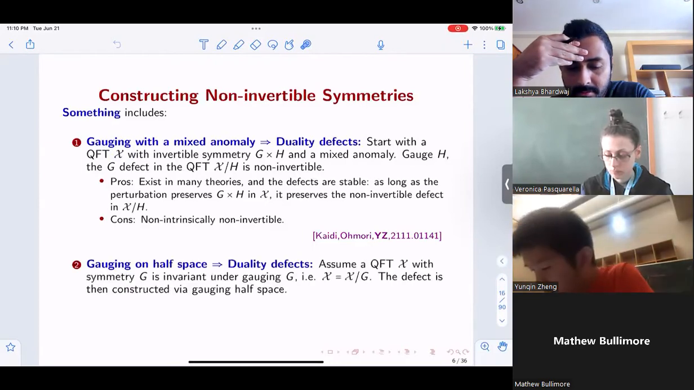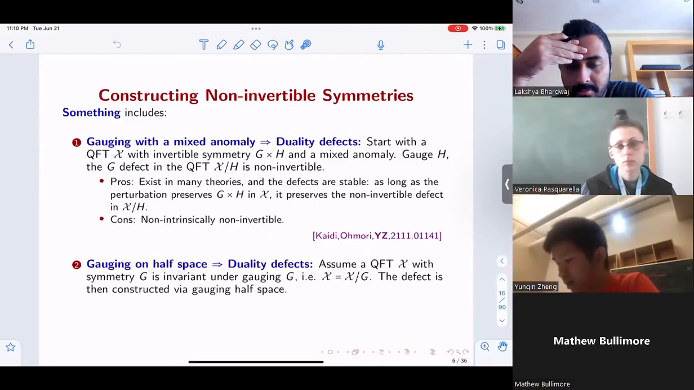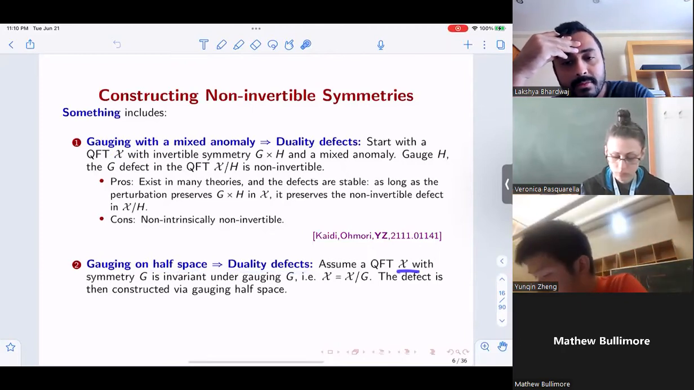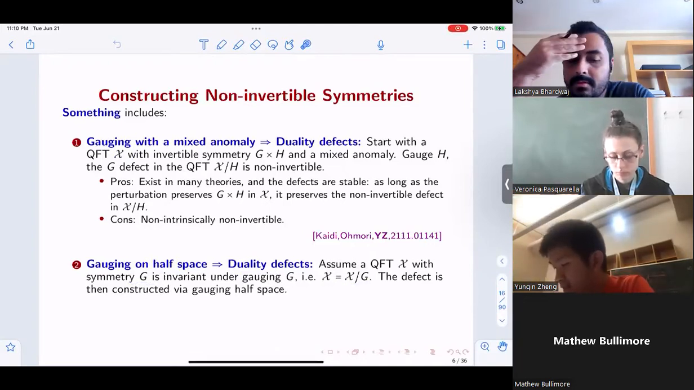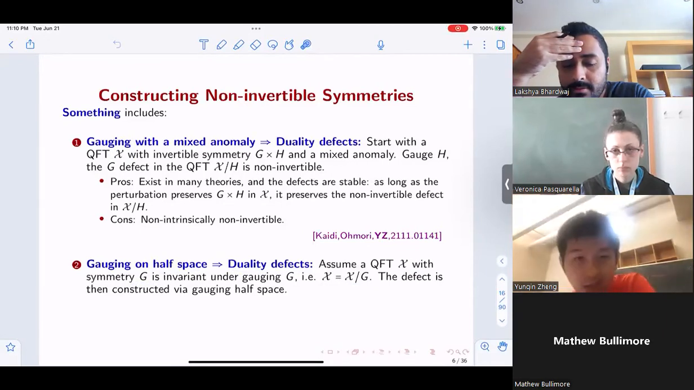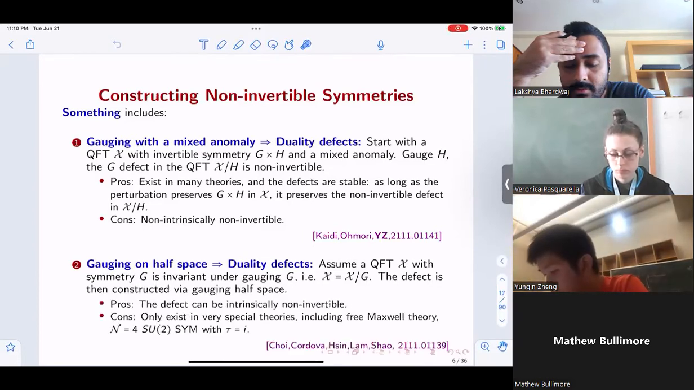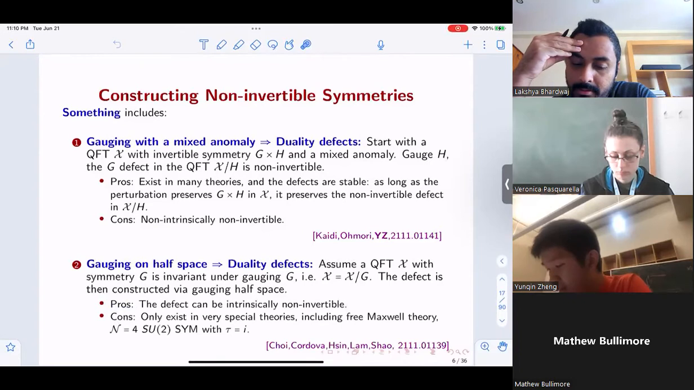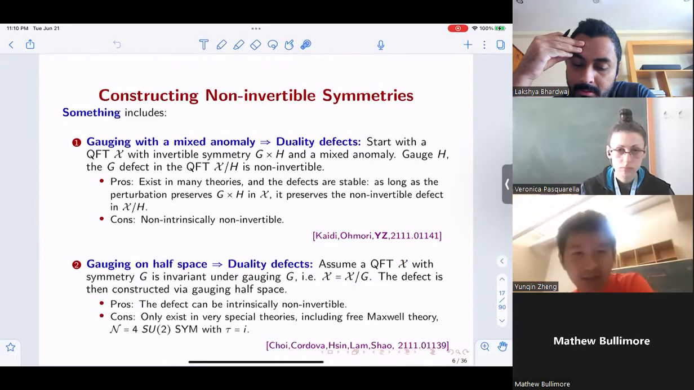The second option is gauging on half space, which will also give us the duality defects. More concretely, if we assume that the QFT X, which has the symmetry G, is invariant under gauging G, namely X is X mod G, then the non-invertible defect or the duality defect can be constructed by gauging on half space and imposing the Dirichlet boundary condition at the defect locus. There are also pros and cons of this construction. The pro is that the defect can be intrinsically non-invertible. So there might not be some gauging operation which maps the theory to another theory where the other theory only has invertible symmetry.